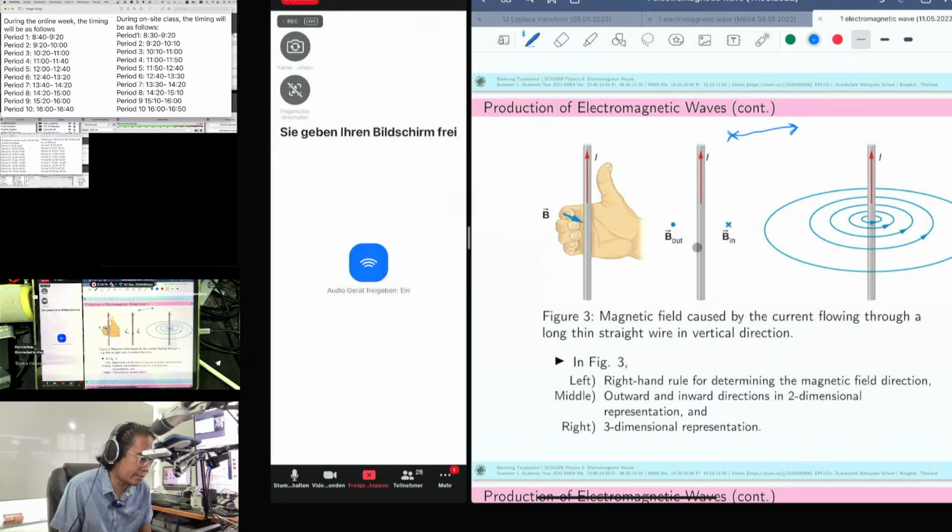In the middle figure, we have outward. Okay, the magnetic field is pointing out of the plane, and we have inward, the magnetic field is pointing into the plane. And here we have a three-dimensional representation. And after we move the right hand rule, we could see that the magnetic field direction is turning around the long straight copper wire.